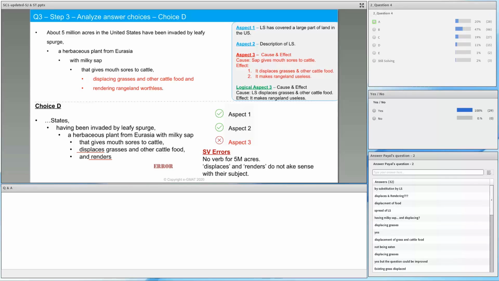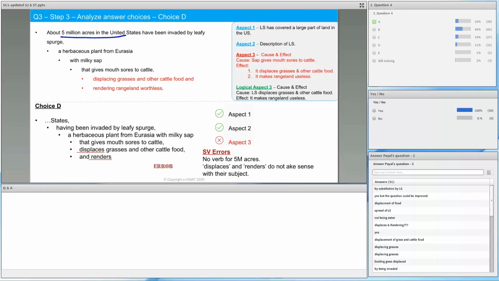Let's take a look at choice D. Choice D has a very blatant error. And this is what I say, that missing verb is the most blatant, most conspicuous error that you can find on GMAT SC. There is no verb for the subject 5 million acres in the United States. See, is there any verb for this particular subject? No. So choice D is out on that basis only, if you saw that.